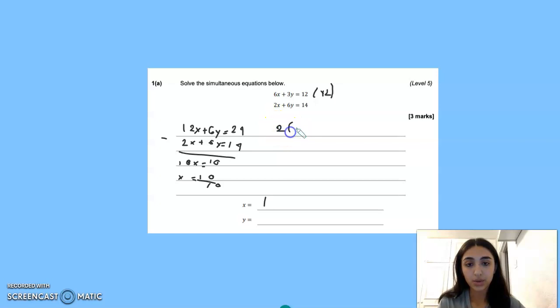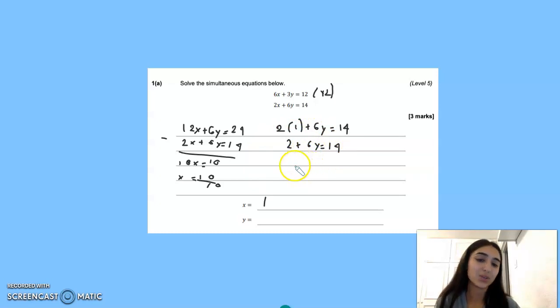I'm going to say 2 brackets 1. That means 2 times 1, which is our x value, plus 6y equals 14. 2 times 1 is 2, plus 6y equals 14. Eventually, when you've had so much practice, you might be able to do these mentally. You wouldn't need to write every single step. It is good to write every single step in case the examiner wants to make sure that you've got everything right. It could jeopardize your 1 mark if you don't write every step in case you've made a mistake in between. And so now we've got 6y equals 14 take away 2.